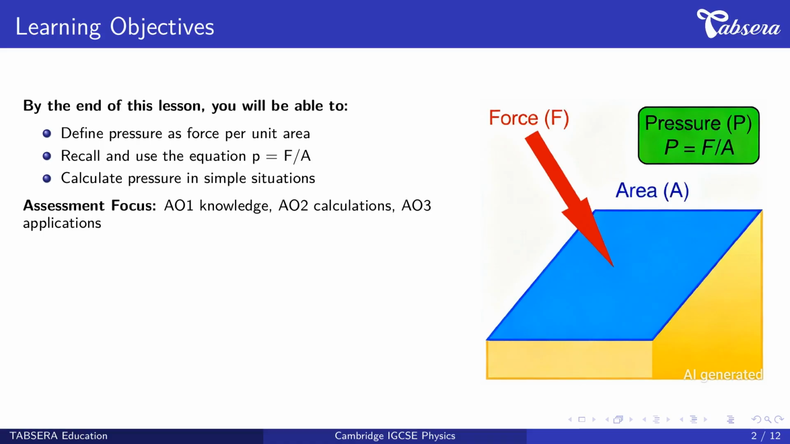By the end of this lesson, you will be able to define pressure as force per unit area, understanding that pressure measures how concentrated a force is. Recall and use the equation P equals F over A, where P is pressure, F is force, and A is area. Calculate pressure in simple situations using proper SI units and significant figures. These objectives align with assessment Objective 1 for knowledge, Assessment Objective 2 for calculations, and Assessment Objective 3 for practical applications.